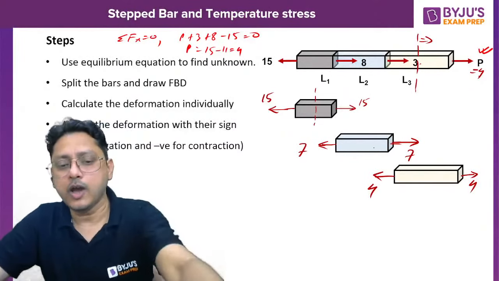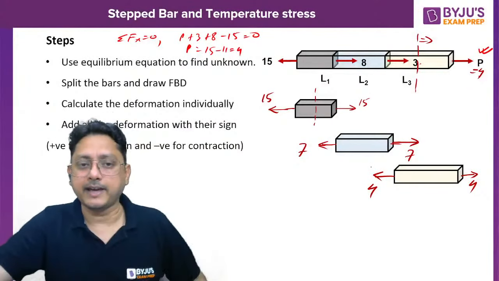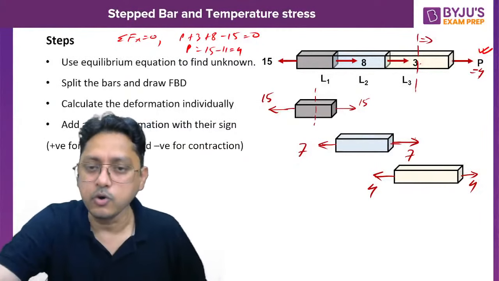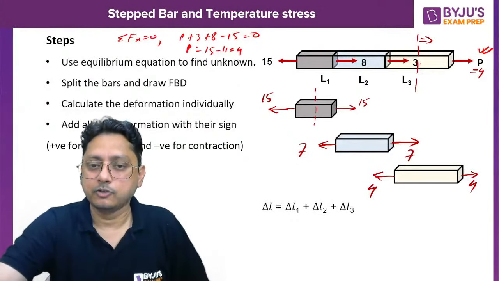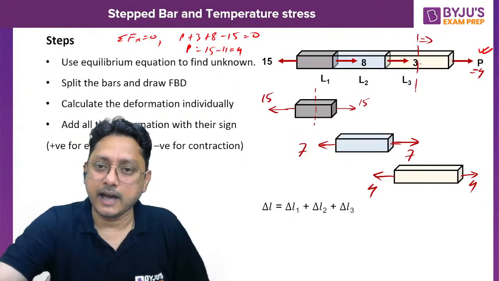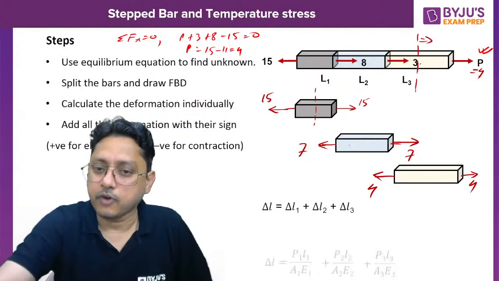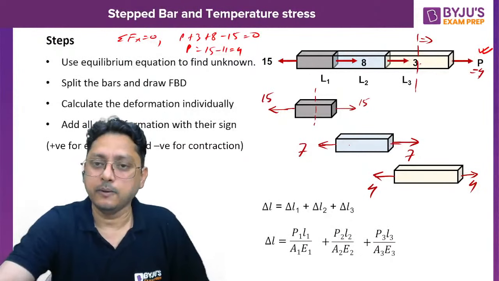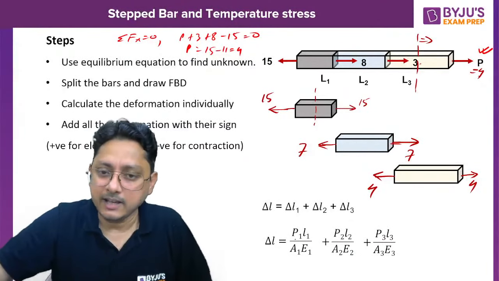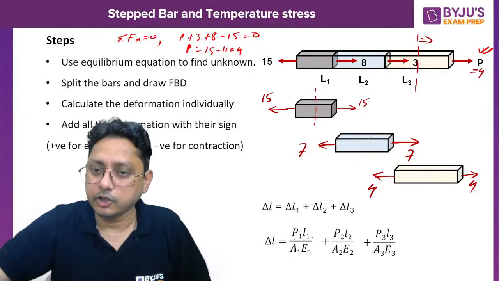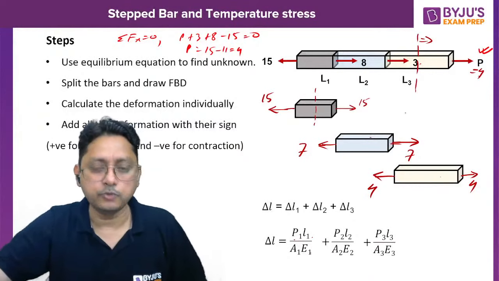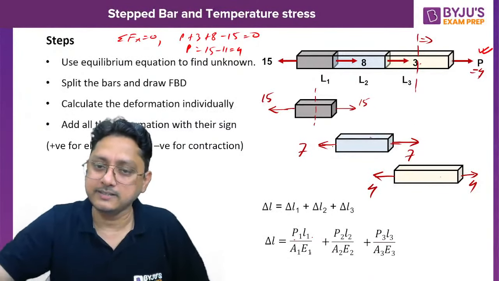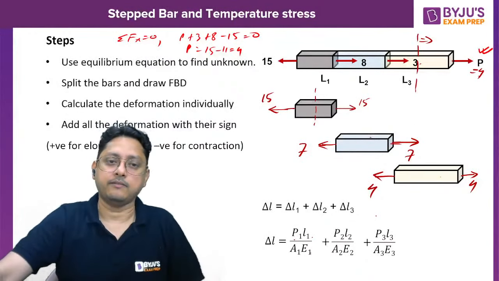Now, once you have drawn the free body diagram, the next step is simply to calculate the individual deformation. The individual deformation can be calculated by using the formula PL by AE. Whatever the length is, P1 L1 by A1 E1, for this one P2 L2 by A2 E2, then for this one P3 L3 by A3 E3. For this particular type of problem, the cross-sectional area is the same, so you can put whatever value you have.